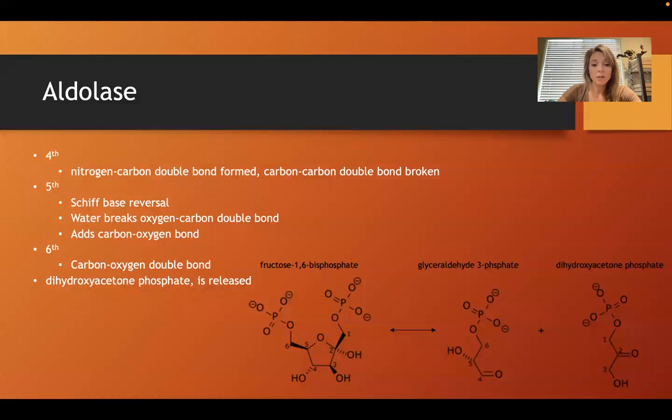So down here at the bottom, I put the main reactant on the left for this process, E, and then we have our products on the right.